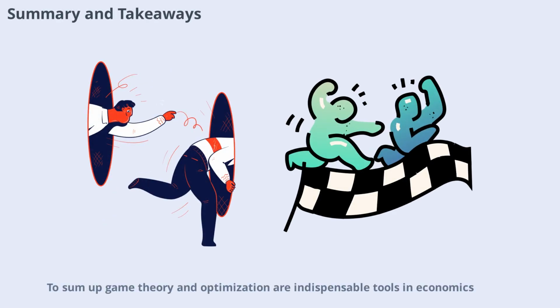To sum up, game theory and optimization are indispensable tools in economics. They help us understand strategic interactions, design better policies, and make smarter decisions in business and government. By mastering these concepts, you can gain valuable insights into how the world works and how to achieve the best possible outcomes in any situation.